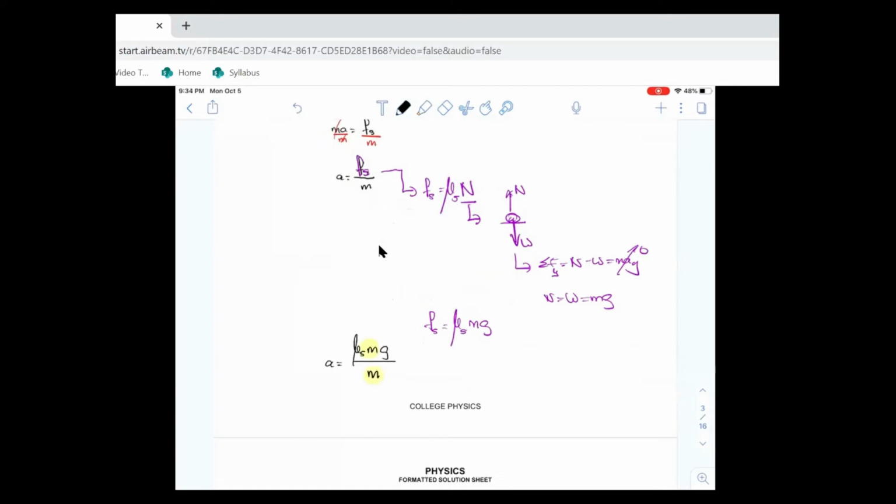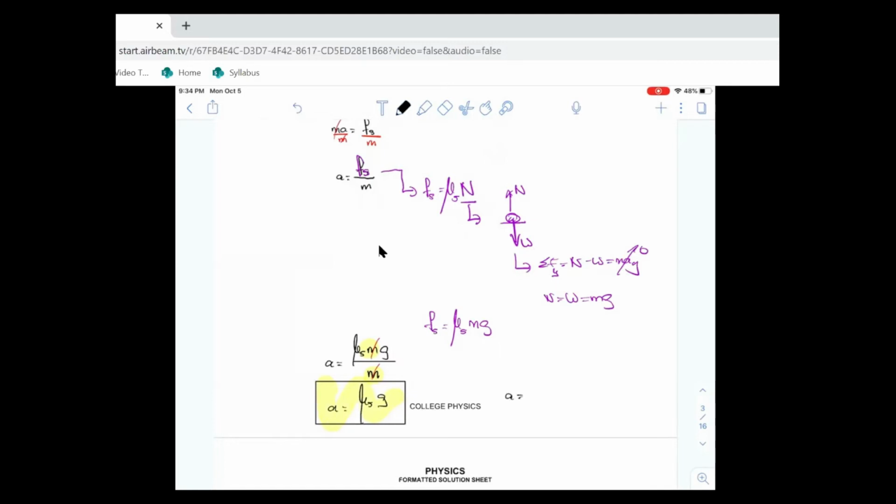The masses are the same, so they will cancel. So the mass doesn't matter. That's what it means. The final equation is a equals mu sub s times g. That's it. There's nothing else left. So plug the numbers in, and then you're done.